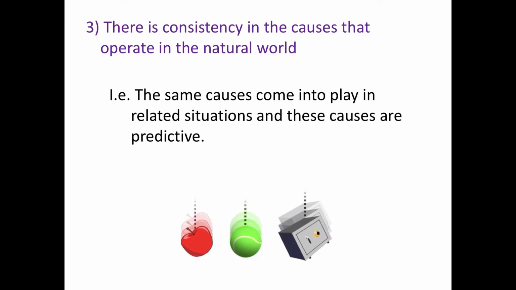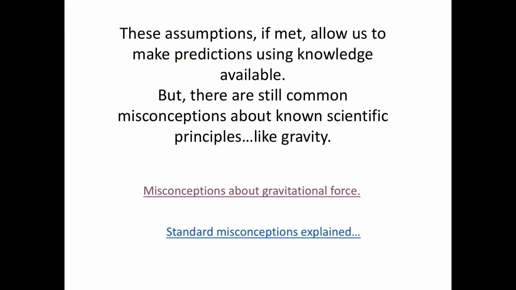So, what we learn about gravity today by studying falling balls can be used to understand things like modern satellite orbits, formation of the moon in the distant past, and movements of planets and stars in the future, because the same natural cause is at work regardless of when and where things happen. These assumptions, if met, allow us to make predictions using knowledge that is available. These assumptions are important and non-controversial in science today.